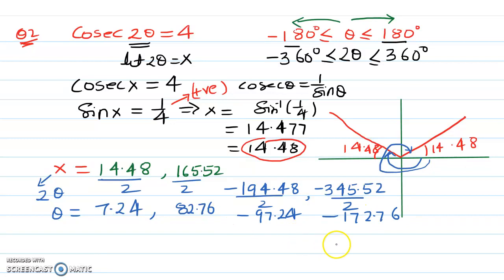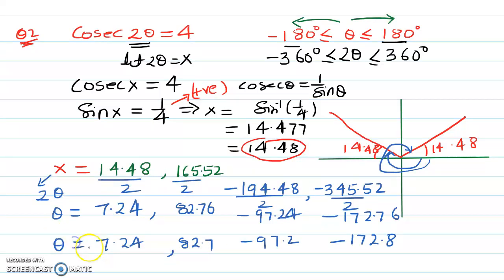You can round it off, it will be minus 172.8, and this will be minus 97.2 up to three significant figures, and this will be 7.24 and 82.7. So this is your theta value. So this is your answer, right?